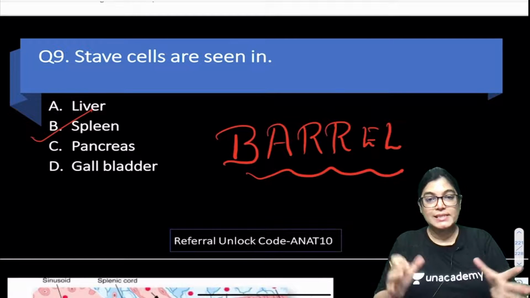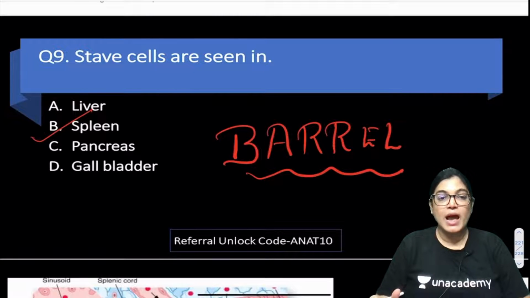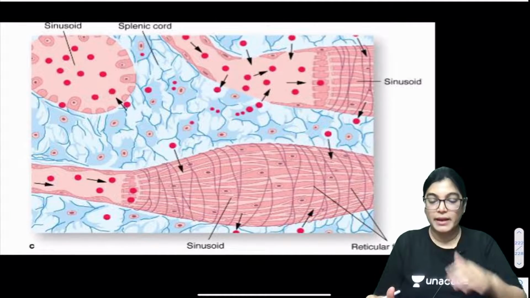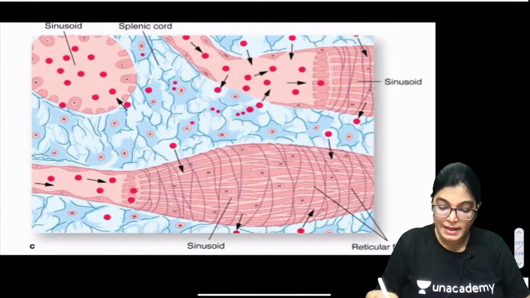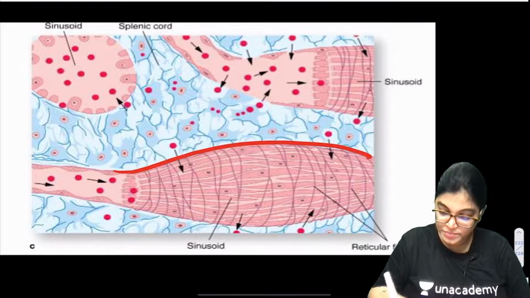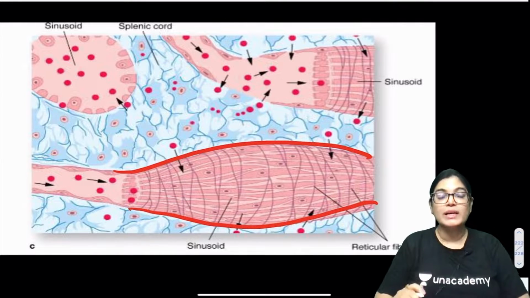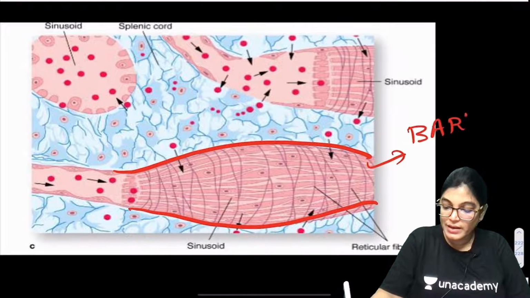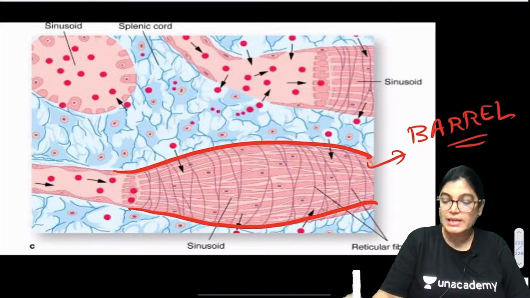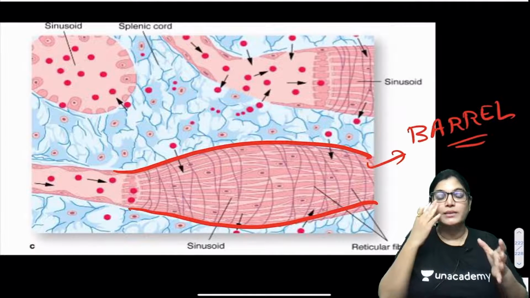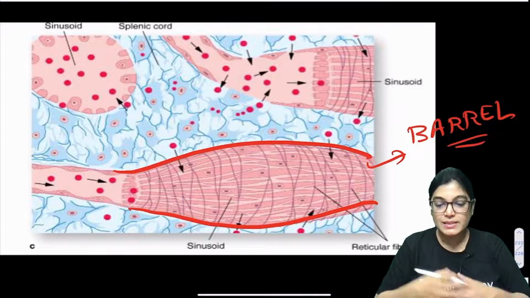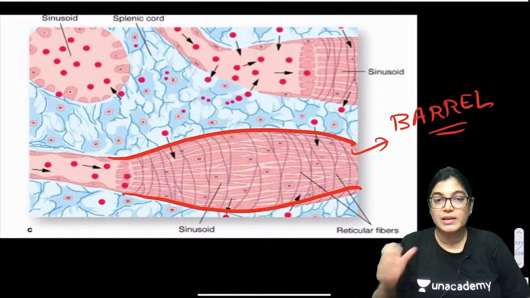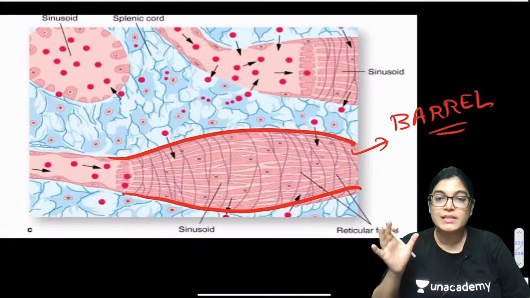So stave cells are barrel shaped or spindle shaped, and the shape is like this. I have included this diagram, so please see this. Here you can see this shape is barrel shaped. In many of the books it is written like this. You can see that it is a wooden casket. You must know that wooden casks are used for fermentation of wines and beers. So exactly that shape is the stave cells.